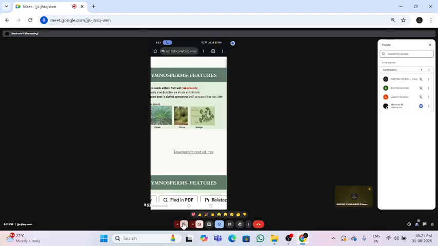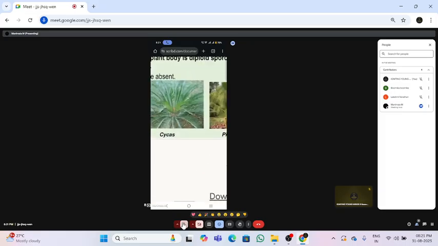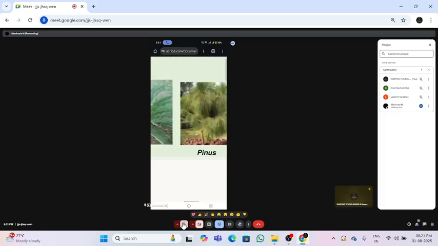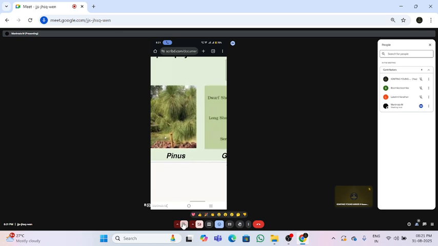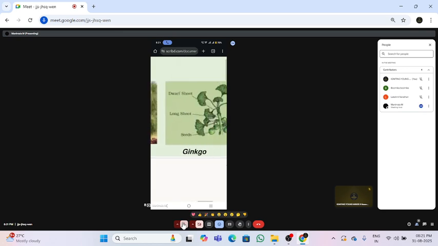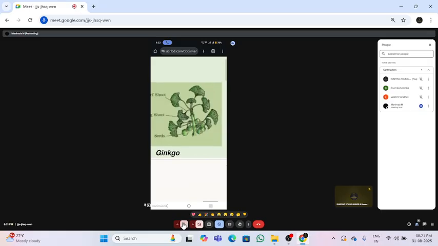He said the gymnosperms are the phanerogams. Here is the picture that was given. See, this is the cycas and this is the pinus, like a Christmas tree, no? The same thing, this is the ginkgo. I told you, make a note of it. It's a very, very important plant. Most of the questions repeatedly ask about this plant. Ginkgo is called a living fossil because it has survived for a long time.